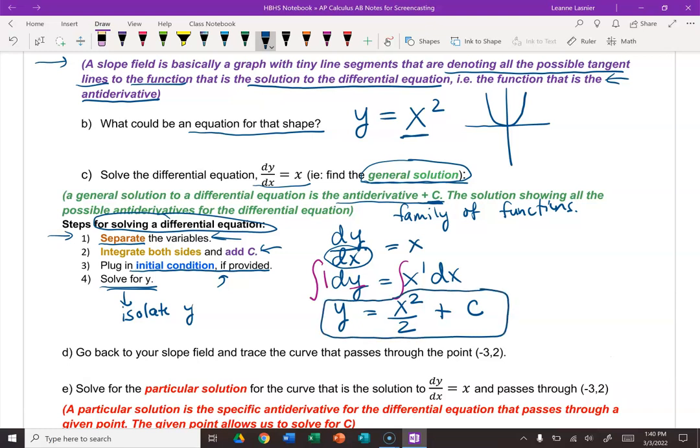And many of you probably already realize that, because if I take the derivative of this, the derivative of y with respect to x, I would do 2 times x to the first over 2. The derivative of a constant is 0, and this would just be x, right? So this here is my solution to the differential equation because its derivative equals x.